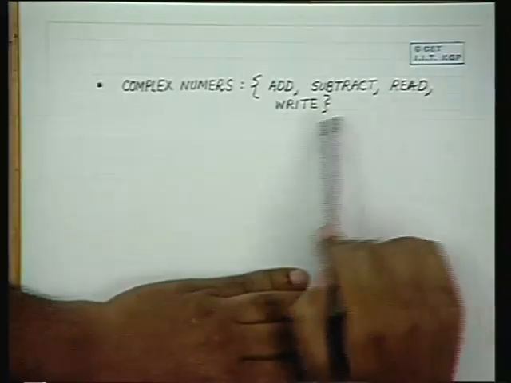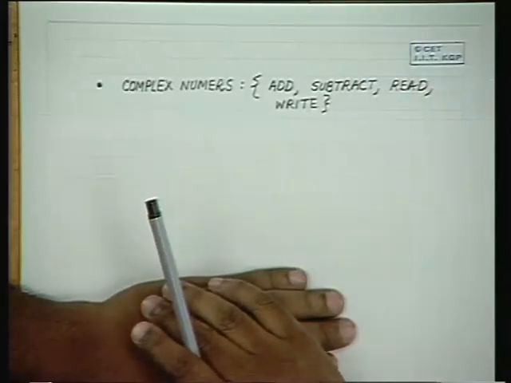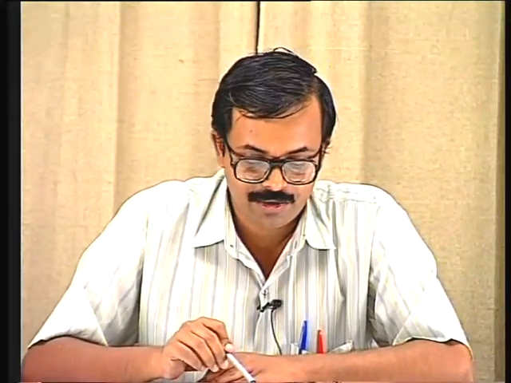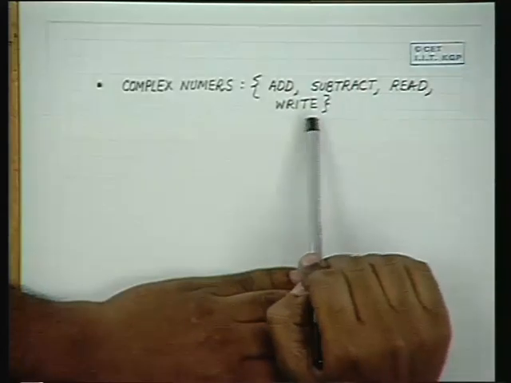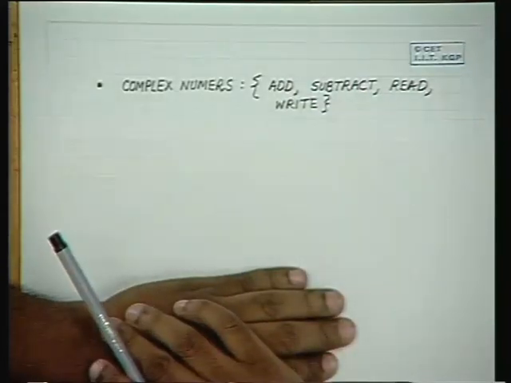The first one is something which we have seen before. We are to represent complex numbers, and in complex numbers we are to add, subtract, read and write them. And we have seen how we will represent a complex number as a structure with two parts. Conceptually it is one single structure with two parts, the real part and the imaginary part, and we define operations read, write, add and subtract on them.